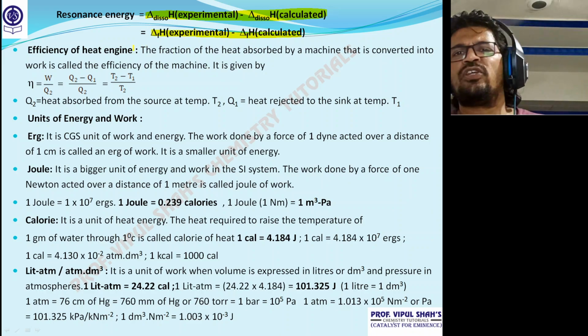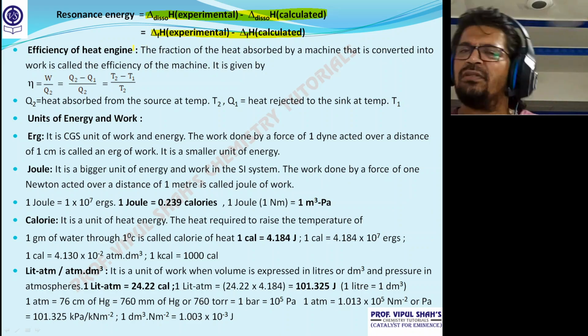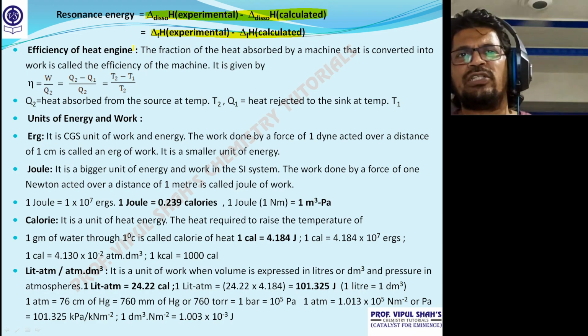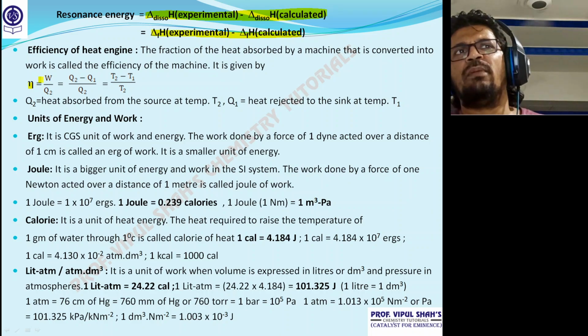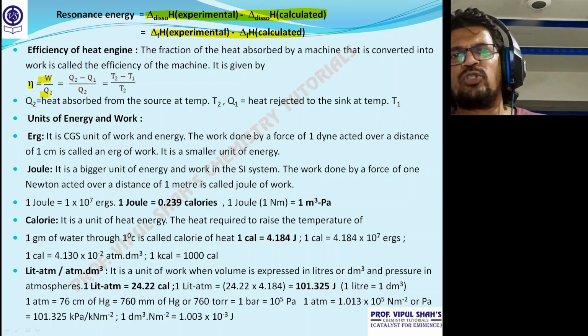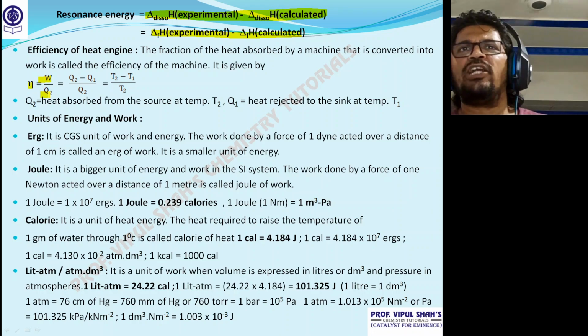Then efficiency of a heat engine, that's the Carnot cycle. That's again an extra point with respect to the JEE Advanced part. That is eta, in the Greek nomenclature. That is W upon Q2, where W is the work done, Q2 is the heat absorbed from the source, and T2 and T1 are the two temperatures. Then the different units I have given over here with respect to ergs, joules and all that.